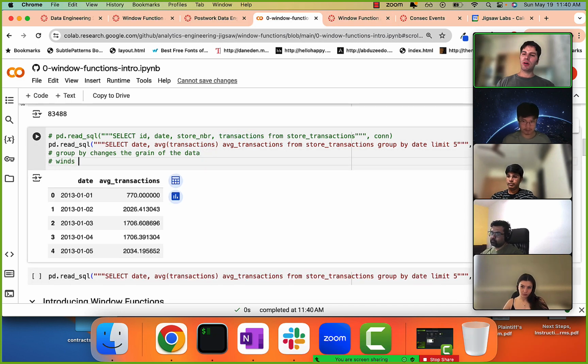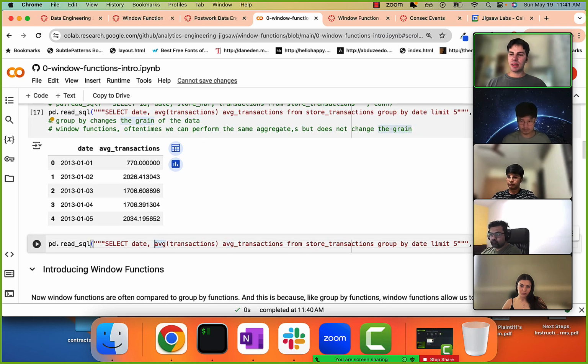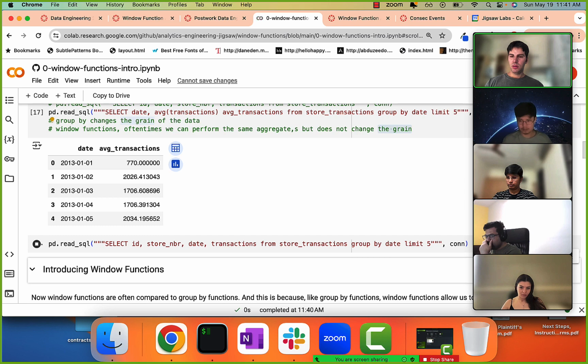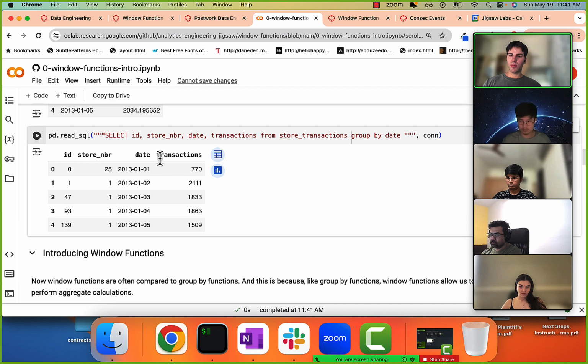Window functions, oftentimes we can perform the same aggregates, but they do not change the grain of the data. So let's see that. We can do select date, average transactions again, the ID, I think it's store number, and let's just do transactions to start. Okay, cool. So we're back to our original ID, store number, date, transactions.